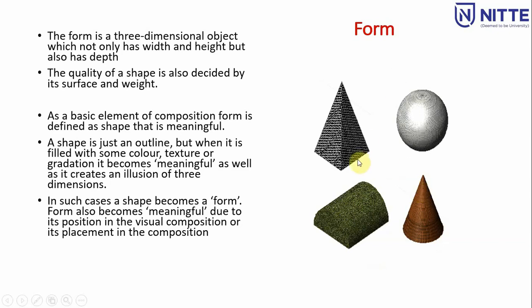A shape is just an outline, but when it is filled with colors, textures, or gradation, it becomes meaningful, as well as creating an illusion of three dimensions. In such cases, a shape becomes a form. A form also becomes meaningful due to its position or placement in the visual composition.